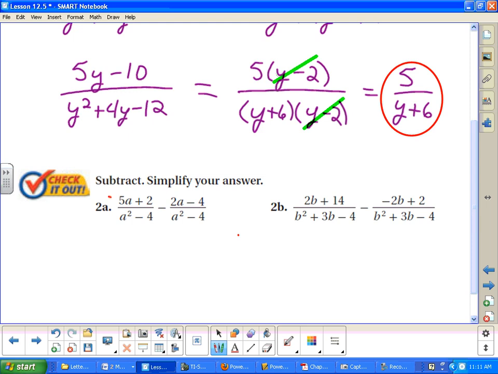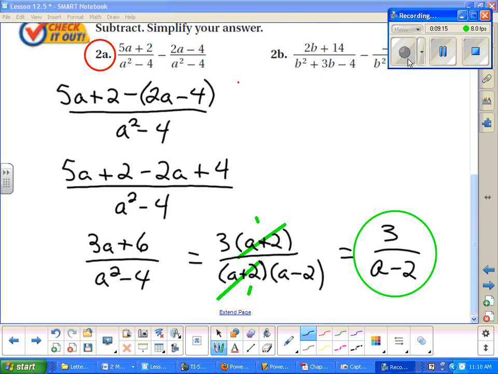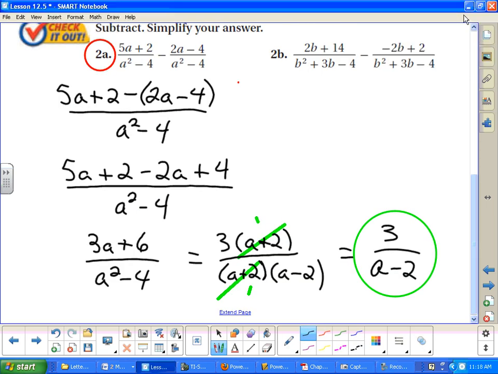All right, so you guys do letter A. If we have a common denominator, it's pretty easy to do. You just need to make sure that when it's subtracting, you put it in parentheses so that you remember to distribute the negative sign.